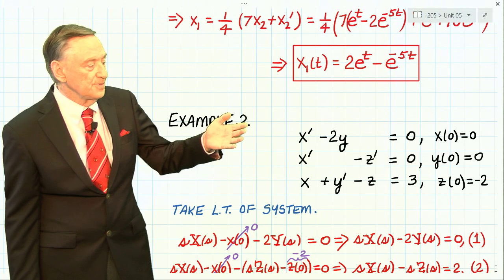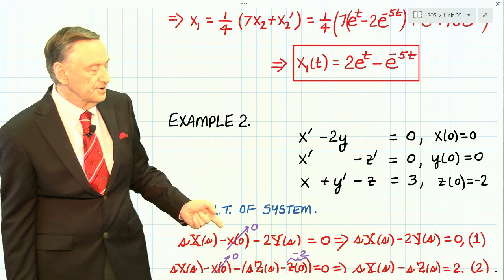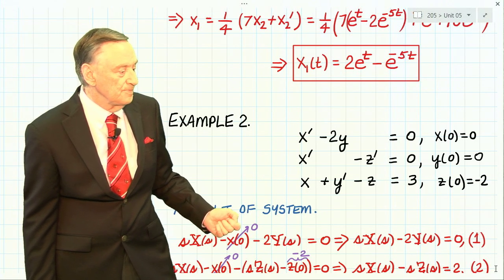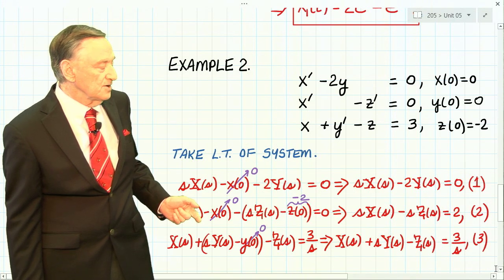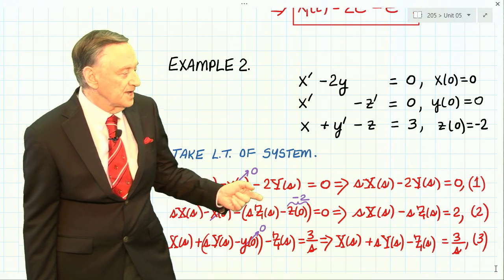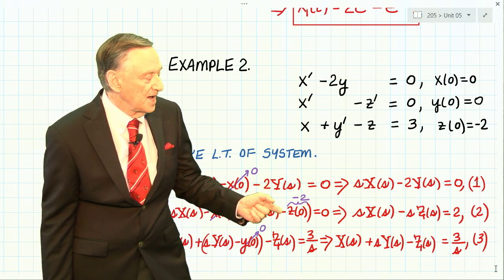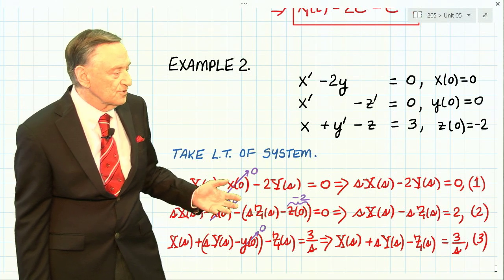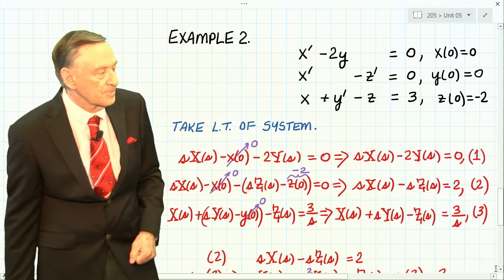So first of all, we take the Laplace transform of the first equation. What you see is right here. Notice x at 0 is 0. Second, the Laplace transform of the second one, we have what you see right here. Again, x at 0 is 0. We have z of 0 is minus 2. We have a minus there, and we have another minus here, so three minuses. When we take that to the right, it's a plus 2.